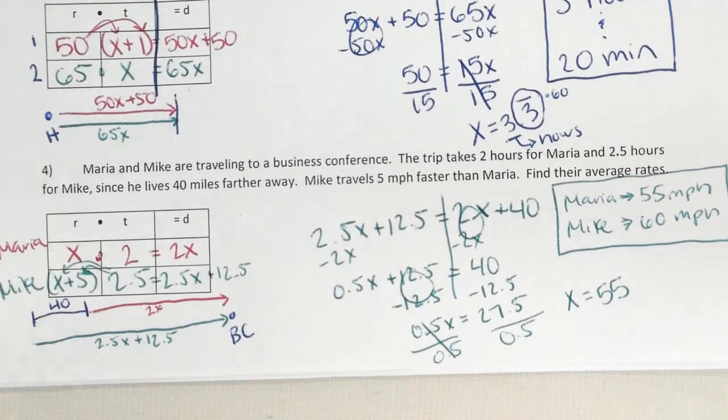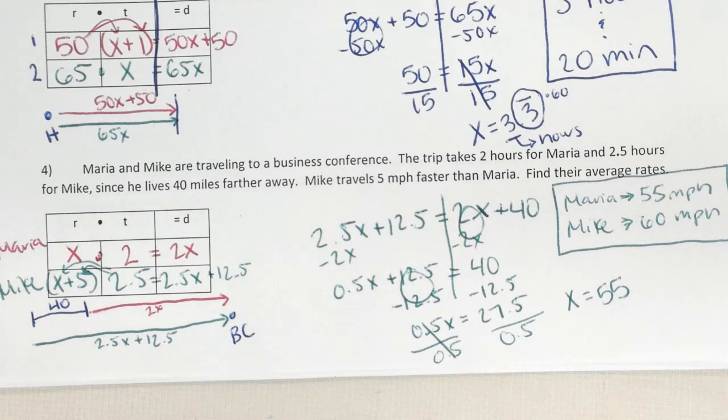So again, be careful, make sure you're reading the question, because what if it said, how far did Maria drive? Well, what represents Maria's distance? 2x, and what's 2 times 55? Yeah, 110 miles. Okay, any questions with this?